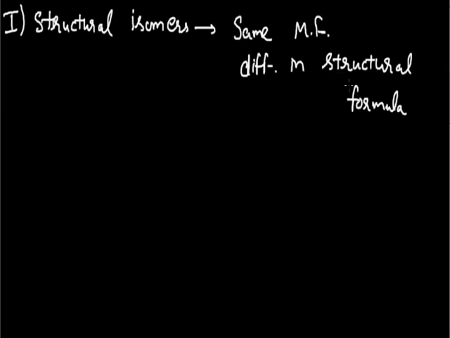Now this difference in their structure may be due to the presence of a different number of carbon atoms in the parent chain or in the branch chain. This difference may also arise due to the presence of different functional groups in the compound. According to the reason for the difference, these structural isomers are further classified into different categories. And the very first category with which we will deal here is chain isomers.